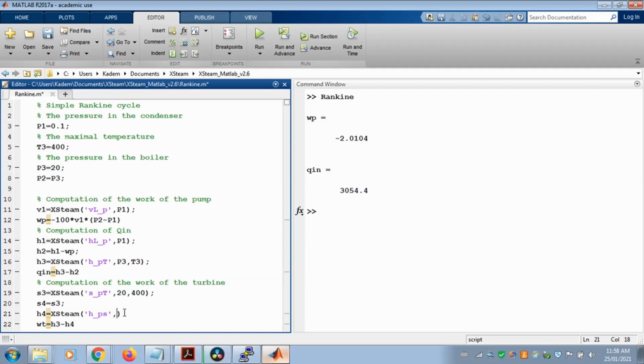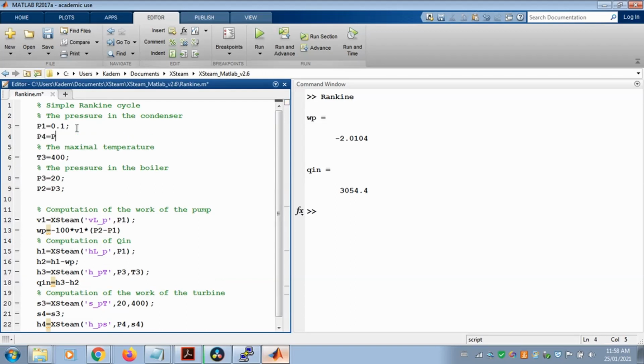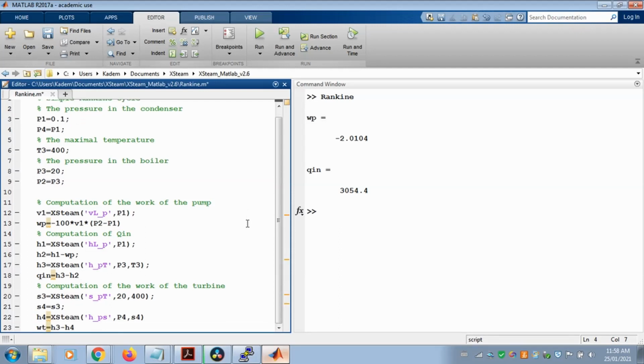What is the value of our pressure? Our pressure is P4, okay? And our entropy is S4. Do we know S4? Yes, we do. We are calculating this here. Do we know P4? Well, actually, we don't. But we know that P4 is exactly equal to P1, so we can write it here. And this will fix our problem, okay? So here with this, we will get the work of the pump, the Qn, and the work of the turbine. The last thing we need to get is the thermal efficiency.